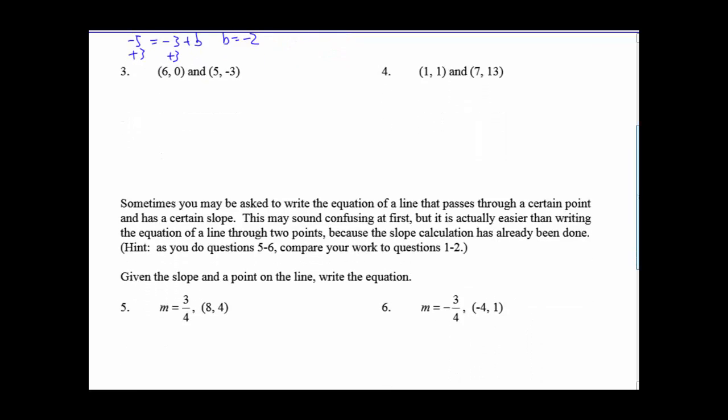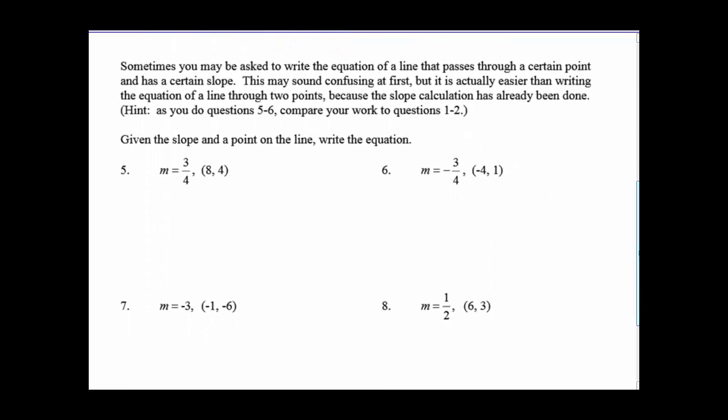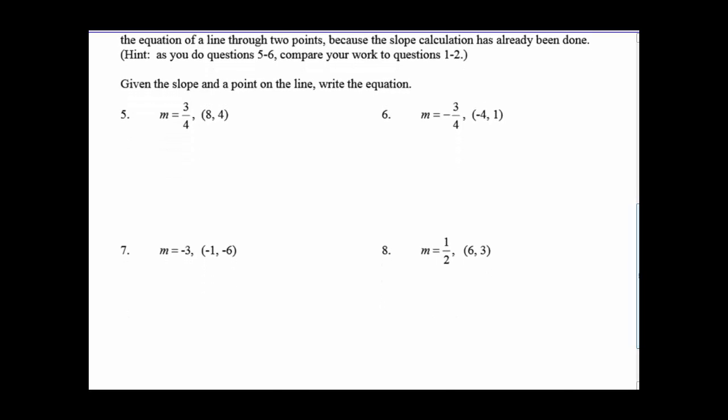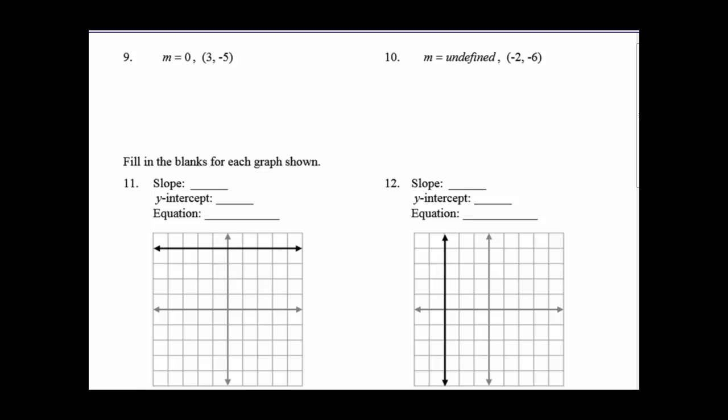If we jump down to number 5, sometimes you may be asked to write the equation of a line that passes through a certain point and has a certain slope. So this is the one where we're given the slope and given a point on the line. We're going to write an equation. So we're going to practice 5 through 8. If we flip over, number 9 and 10, we have a slope of 0 and a point, 3, negative 5. So we're going to write the equation there. And 10, a little tricky, we have a slope undefined, and we get negative 2 and negative 6. That is a point that's on the line.